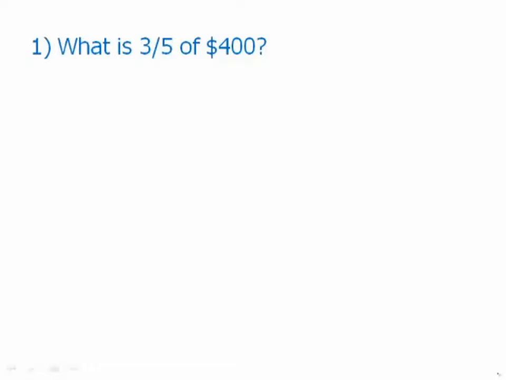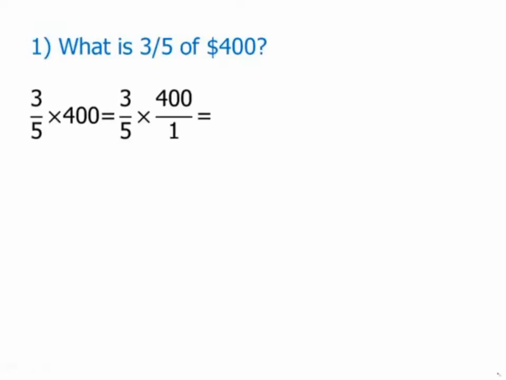This is a little simpler than you'd see on the test. What is 3/5 of 400? So this might actually be something that would be part of a larger problem on the test, but we'll just treat it as its own thing right now. 3/5 of 400. The of means multiply. So this just means 3/5 times 400. We write 400 as a fraction. We notice that we can cancel. Once we've canceled, then we can multiply and we get the answer.